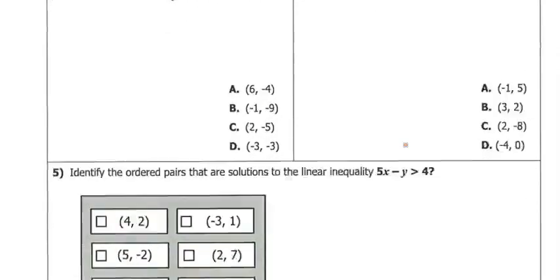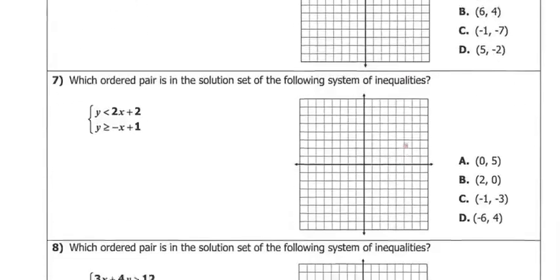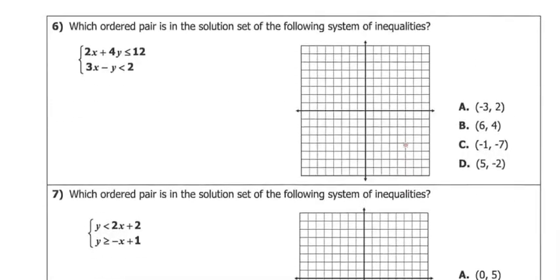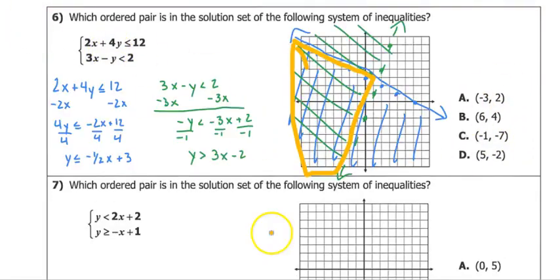All right, so I'm going to scroll down to number 6. I want you to pause and graph these. Just graph them and then we'll go through the solution part together. All right, so your graph should look something like this. I got y is less than or equal to negative 1/2 x plus 3. That's the blue line. And then y is greater than 3x minus 2. That is the green line.